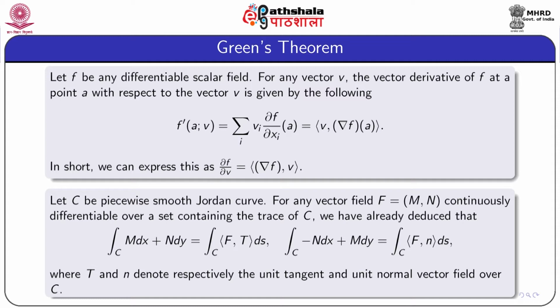Now, let C be a piecewise smooth Jordan curve. For any vector field F equal to (M, N) continuously differentiable over a set containing the trace of C, we have already deduced that the integral over C of M dx plus N dy equals the integral over C of the inner product F·T ds, and the integral over C of minus N dx plus M dy equals the integral over C of the inner product F·n ds, where T and small n denote respectively the unit tangent and unit normal vector over C.